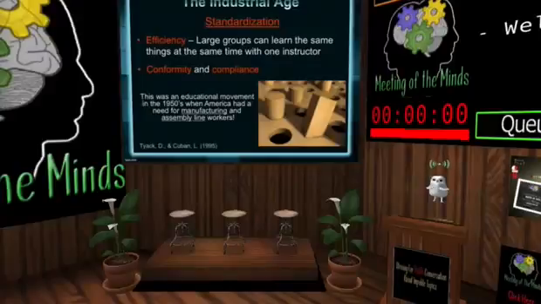But here's the problem. This was an educational movement in the 1950s when America had a need for manufacturing and assembly line workers. So what we are actually saying is that most teachers and most models of teaching are actually almost 50 years old when we talk about educational pedagogy.